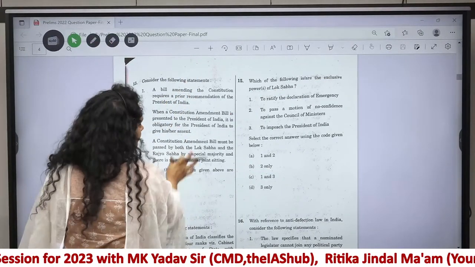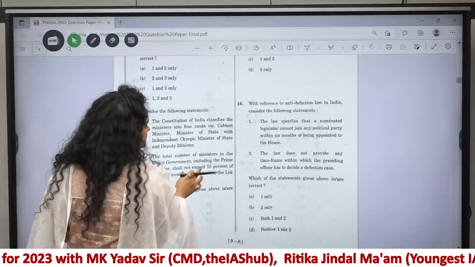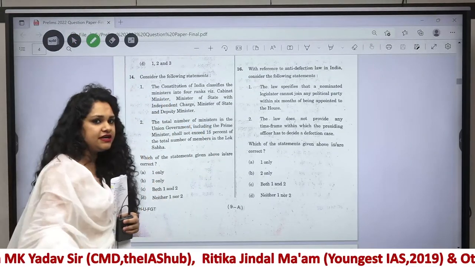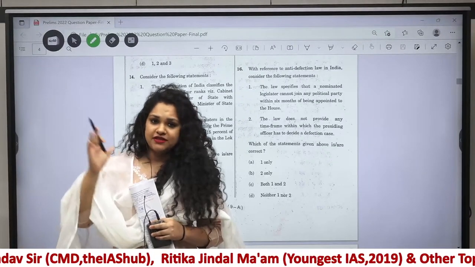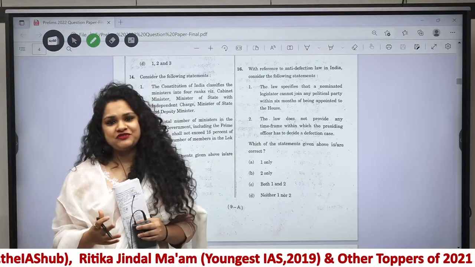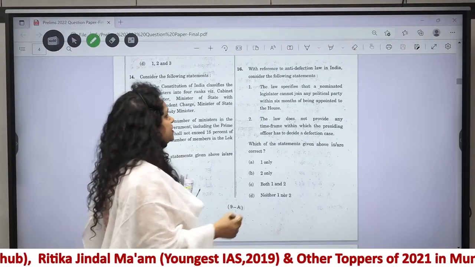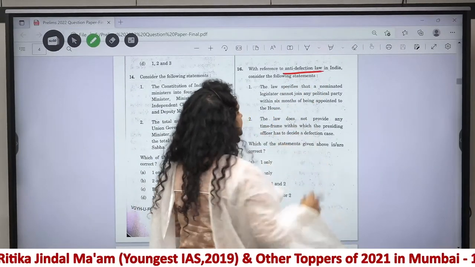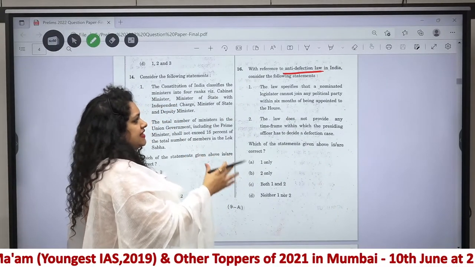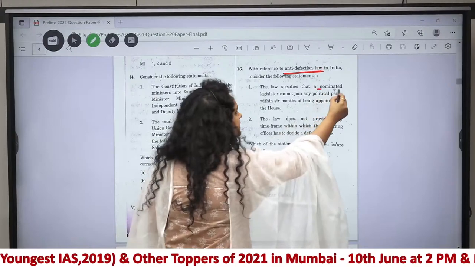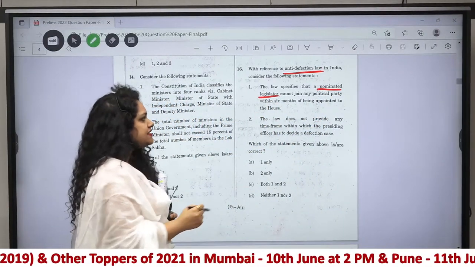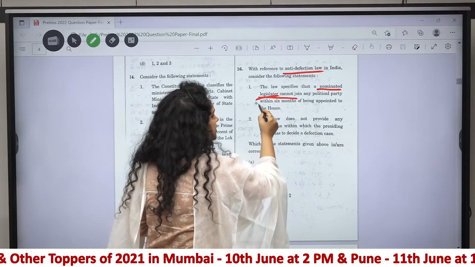Moving on, let's have a look at the 16th question. With reference to anti-defection law, the anti-defection law we have been reading year after year, whether it is for prelims or mains, this we should know like the back of our hands by now. So with reference to anti-defection law, which is the 10th schedule, consider the following statements. The law specifies that the nominated legislator cannot join any political party within 6 months of being appointed.